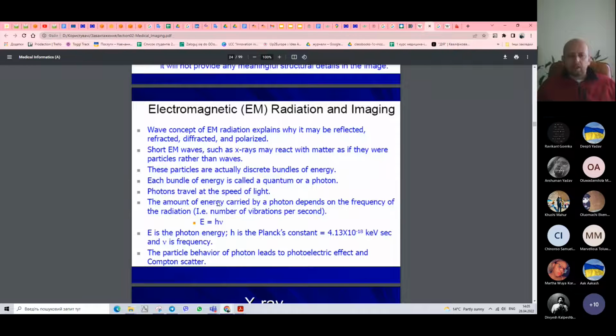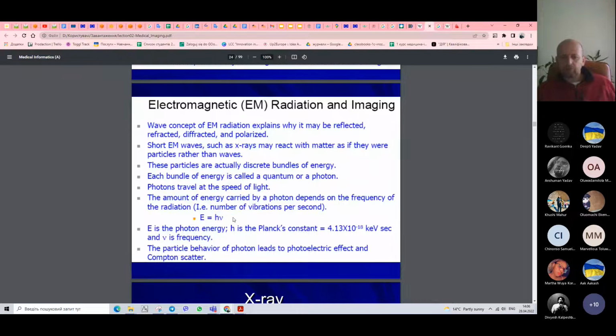Photons travel at the speed of light. The amount of energy carried by a photon depends on the frequency of the radiation, the number of vibrations per second. We can calculate it from this formula: E = h nu, where E is the photon energy, h is the Planck constant, and nu is the frequency. The particle behavior of photons leads to photoelectric effects and Compton scatter.